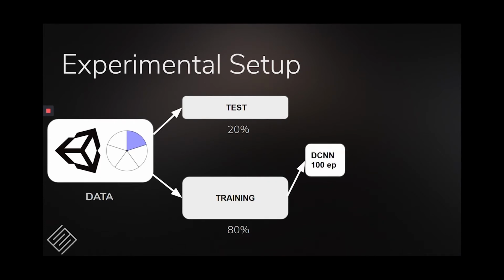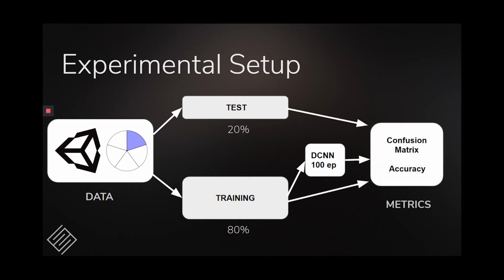Then the deep convolutional neural network trains for 100 epochs. For every epoch, the model is evaluated, and the metrics are computed averaging the performance of the last 20 epochs. The main ones computed are accuracy and the confusion matrix. The first one allowing us to compare different performance regarding hyperparameters like the batch size or the learning rate. And the confusion matrix allowing us for a more in-depth understanding of the performance of the network.